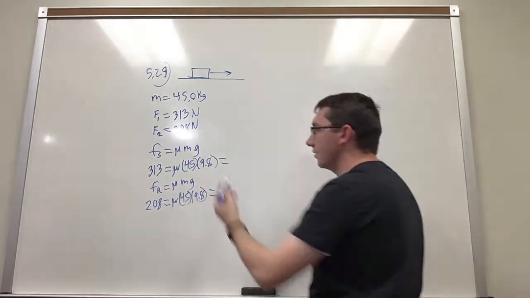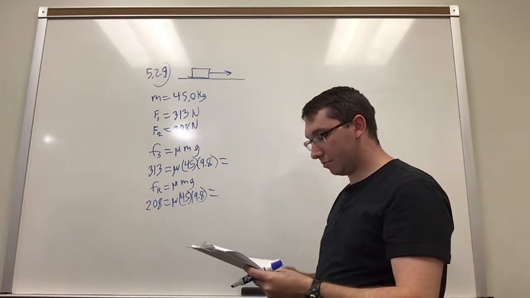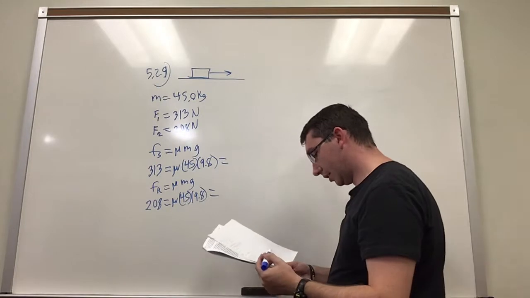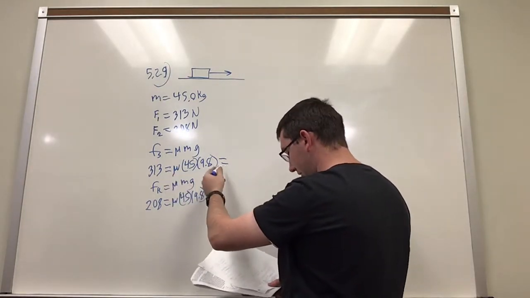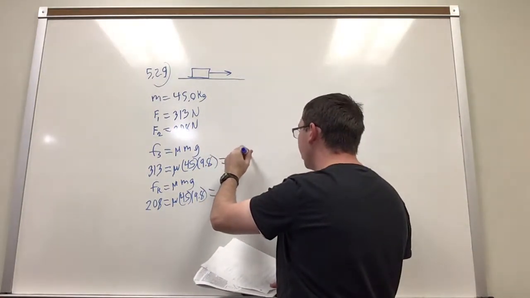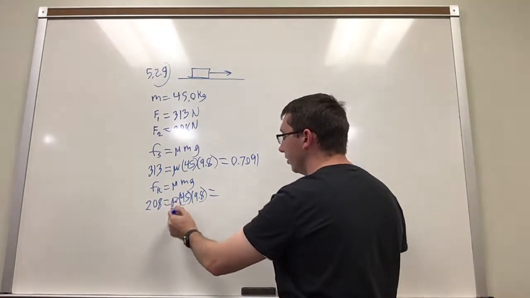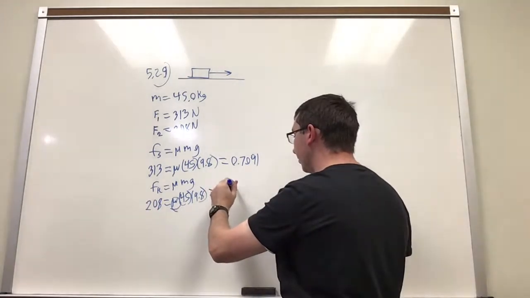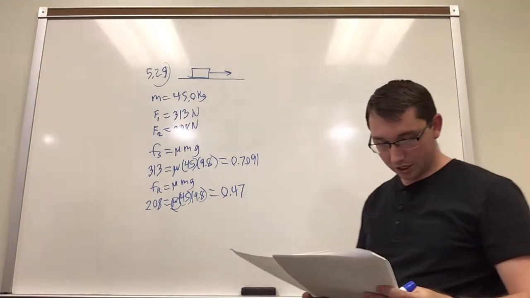So when you do the math for both of these and solve for mu, you get that mu for static friction is going to be equal to 0.7091, and mu for the kinetic friction is going to be equal to 0.47. So those are your answers for part A.